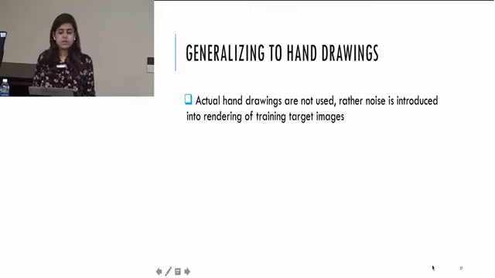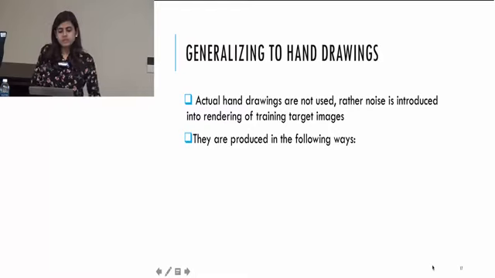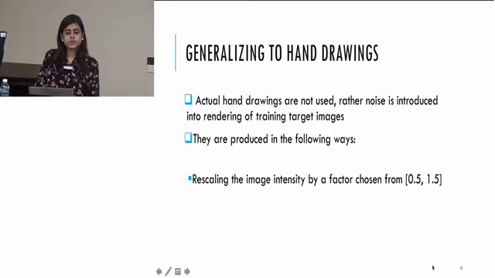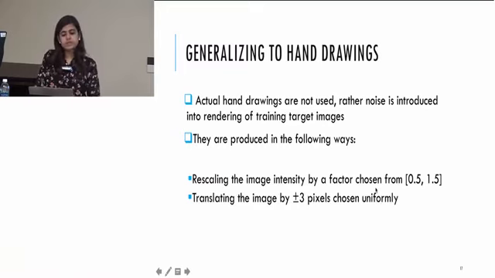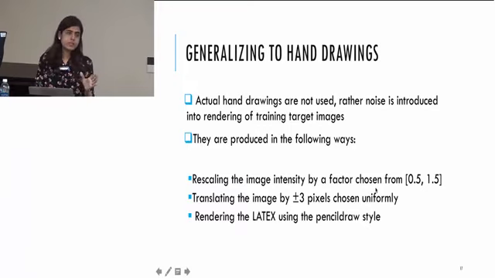Okay, now we'll talk about generalization to hand drawings, and that's the main idea, using hand drawings to get a trace set. So actual hand drawings are never used. Rather, noise is introduced in the rendered training images, and then that is used to train the network. How is that done? In order to produce a set which mimics hand drawings, they rescale the image intensity by a factor chosen from 0.5 to 1.5 in a training target set. They translate the image by plus or minus 3 pixels, and then they render this lattice version using a pencil-drawn style to mimic hand drawings as much as possible.